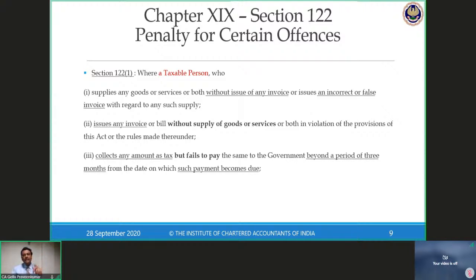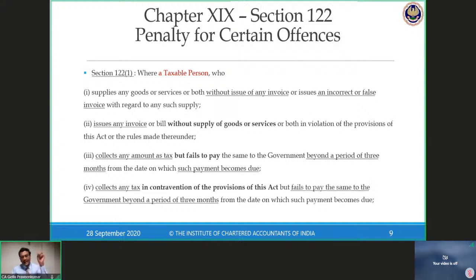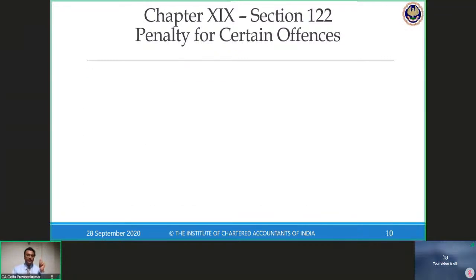Collects an amount but fails to pay, procedural element. Or again, non-payment of taxes. If I've paid with delay, then it comes as a procedural lacuna. If I have collected but not paid, non-payment of tax, bucket number 4. Collects a tax in contravention of the provisions, bucket number 1. In violation of this act, procedural lacuna.